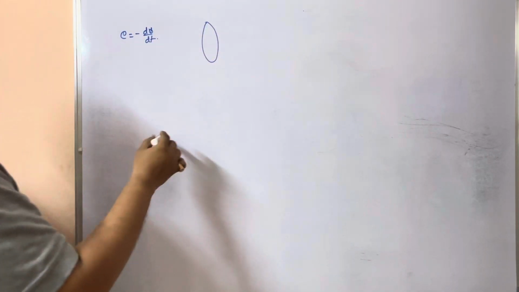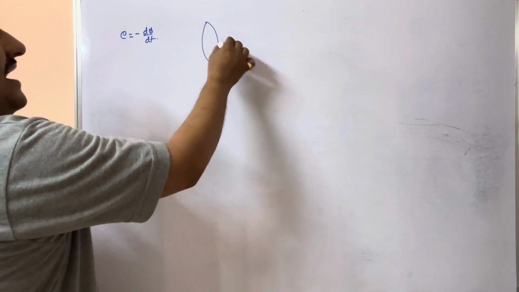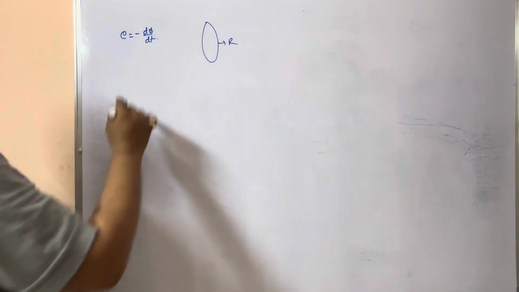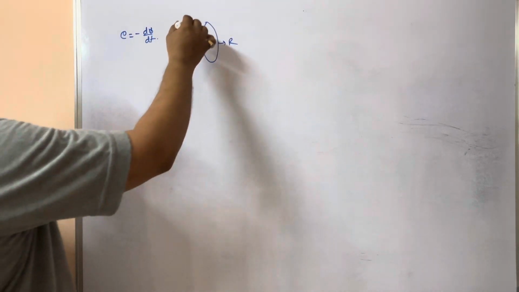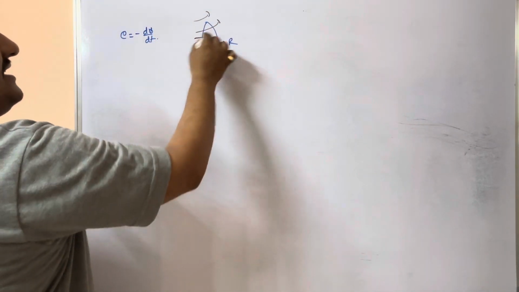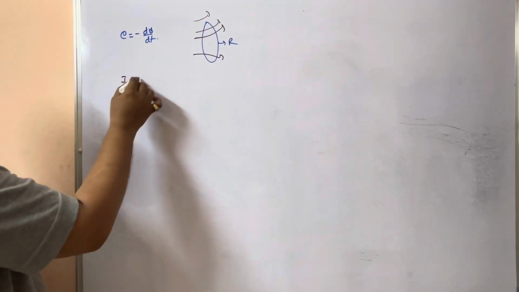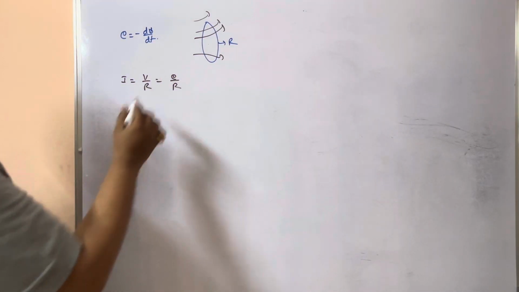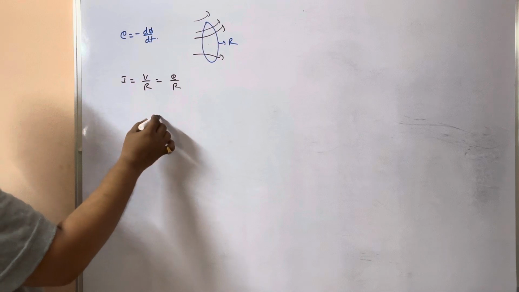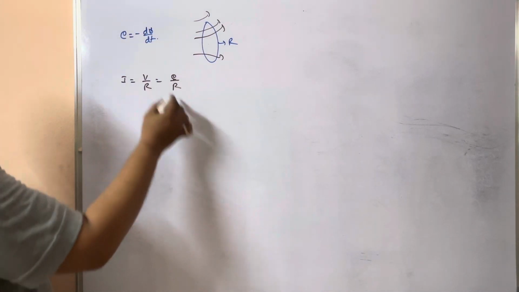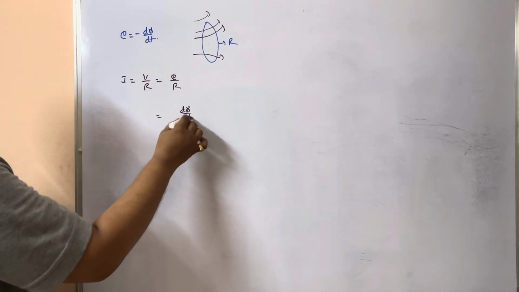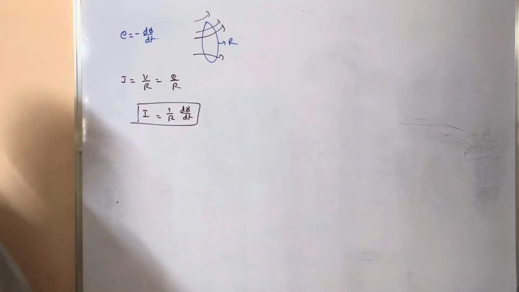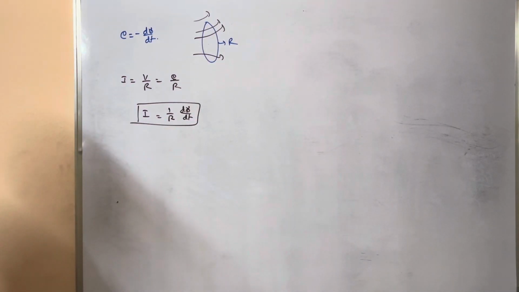So this is a coil. This coil will have resistance capital R. Then what is the current produced in this coil whenever the magnetic flux is changing within this coil? So current I is equal to, according to Ohm's law, V by R. So here it is going to be E by R. If they ask for the magnitude of current, then E is d phi by dt, into 1 by R. Isn't it? Very simple question.